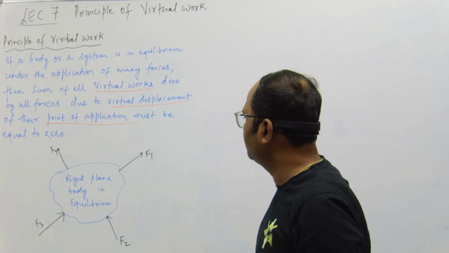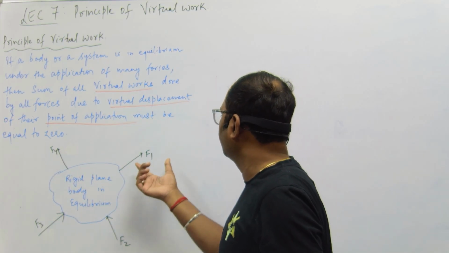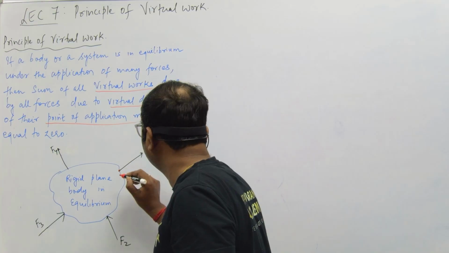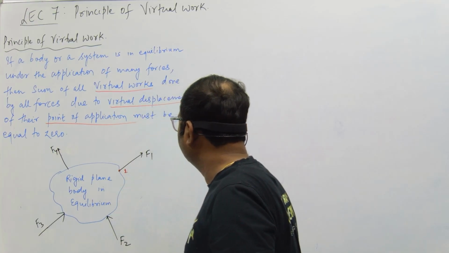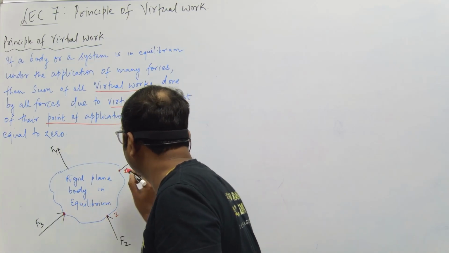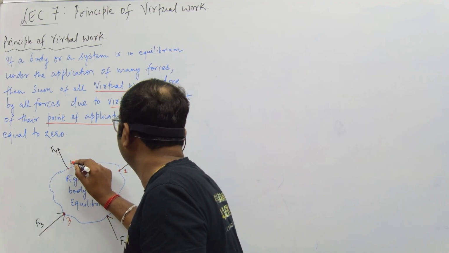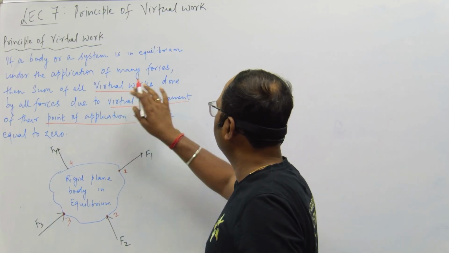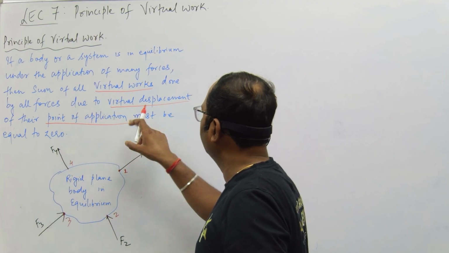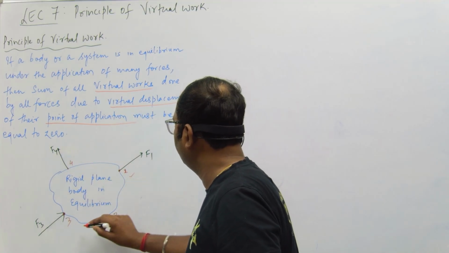Let us consider a rigid body like this. We have four forces acting here, and all these forces are acting at their points of application. Let us consider this point of application as point 1, this is point 2, this is point 3, and this is point 4. So we have the sum of all virtual work done by all forces, F1, F2, F3 and F4, due to virtual displacement of their points of application.